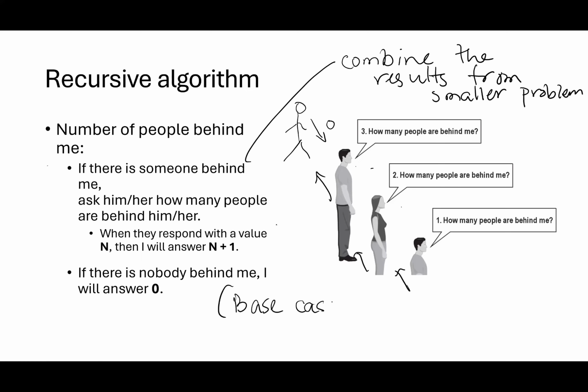So any recursive algorithm should have this base case where at least one person starts saying, oh, I know the answer, and then he passes the answer to someone else. He now recreates his own answer. Okay, so there must be a base case where the recursion stops.